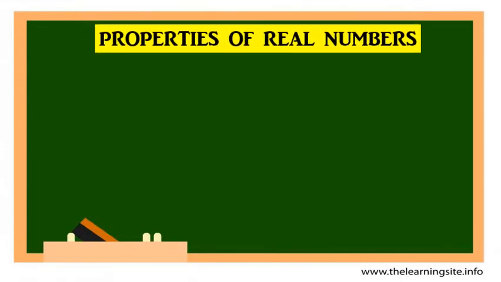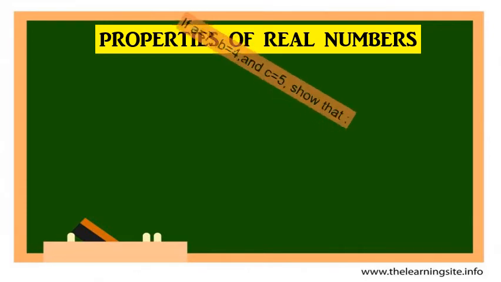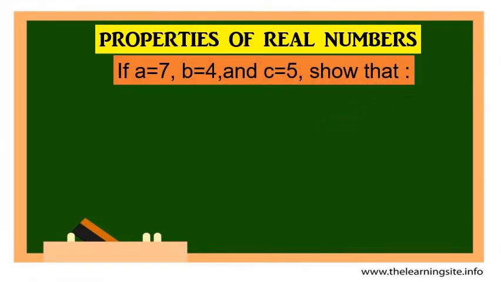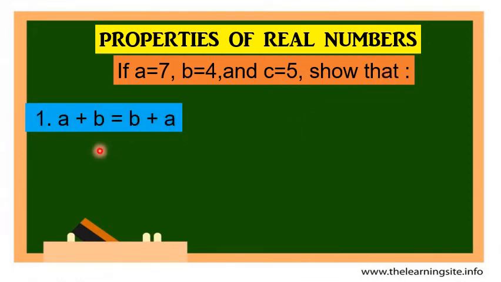Okay, so let's have another example in properties of real numbers. So, in this example, statement na siya, class. If A is equal to 7, B is equal to 4 and C is equal to 5, show that, so, pangitaon na to, si A plus B equals B plus A. So, unsaon man nato? Just fill up the value.